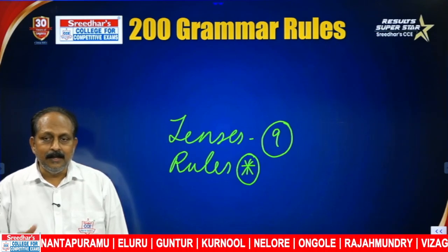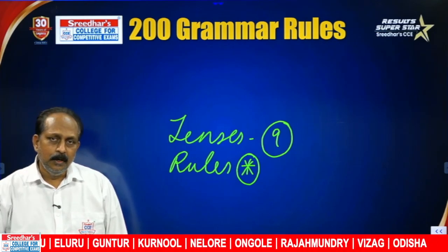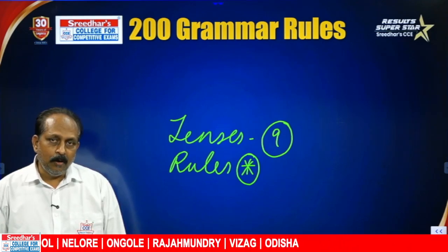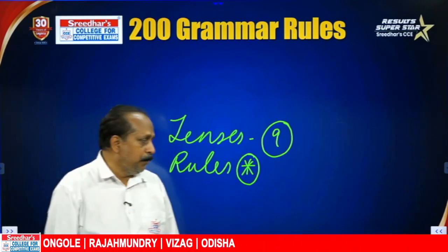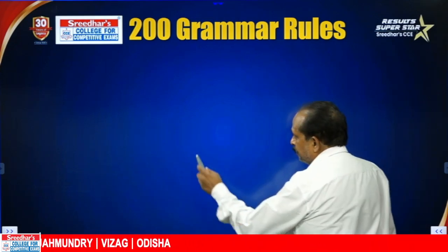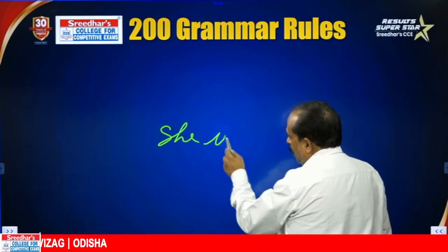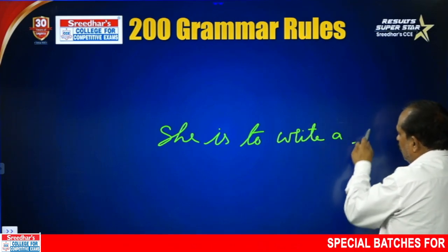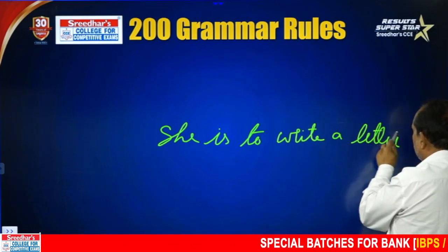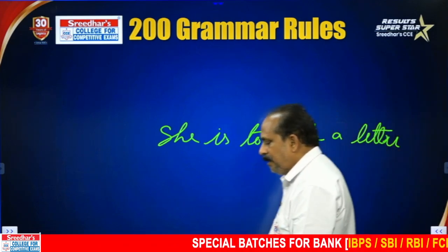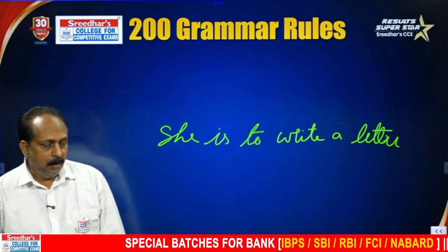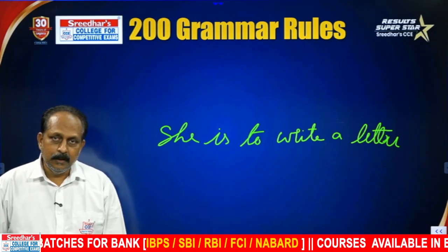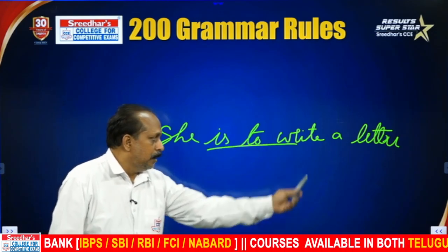There are some important rules that go with passive voice. Those rules: lower level, they ask you based on tenses. Higher level, they ask you based on important rules. I'll give an example. If you look at this sentence, she is to write a letter. This is a pattern which doesn't come under regular grammar topics. And 'is to write' is a pattern.